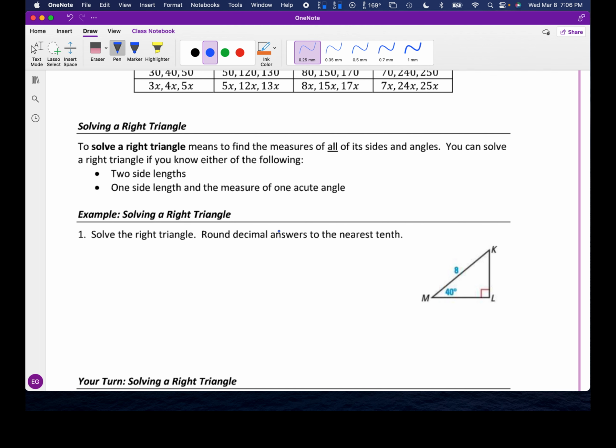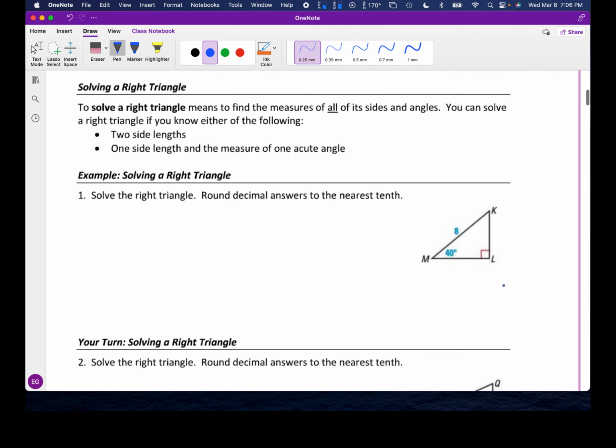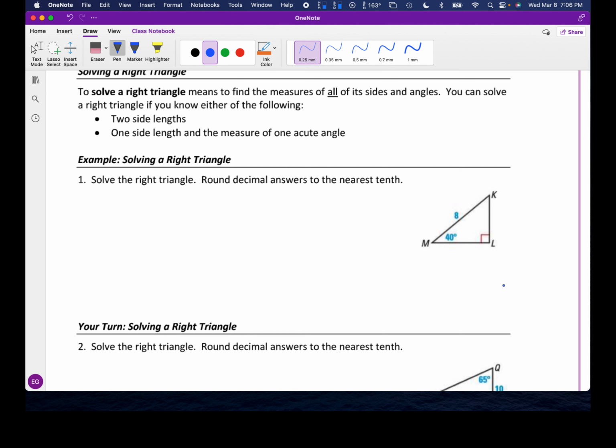You could also do it if you have one side and one of the measures of the angles, like the example we're going to do. We can use trig in order to find the missing side lengths, and we can use basic geometry skills to help us find the missing angle.